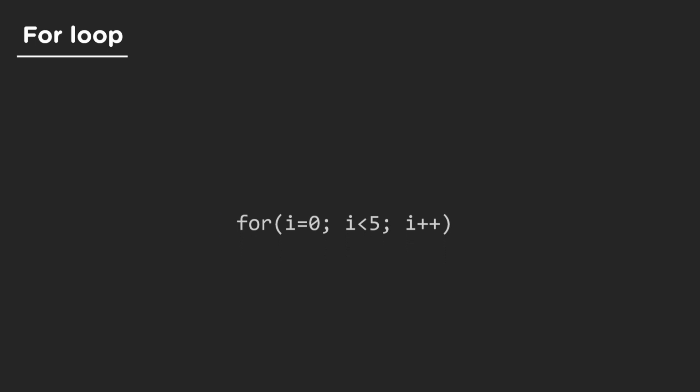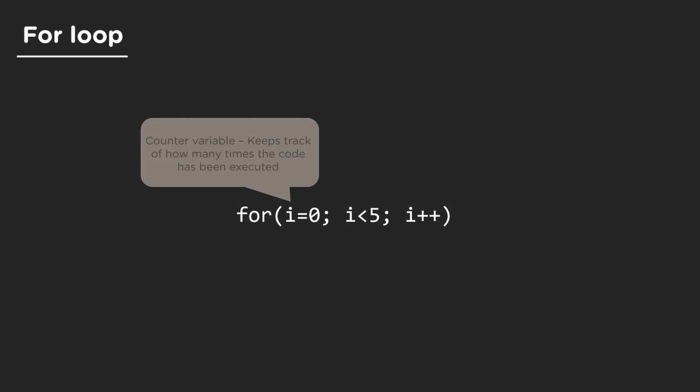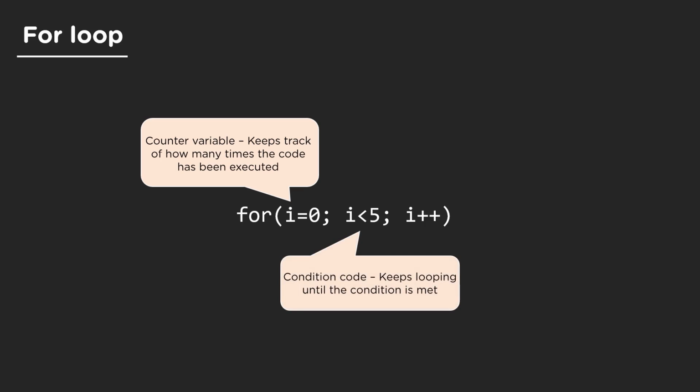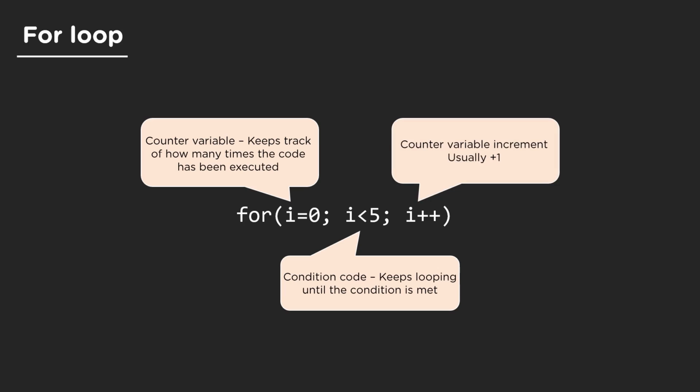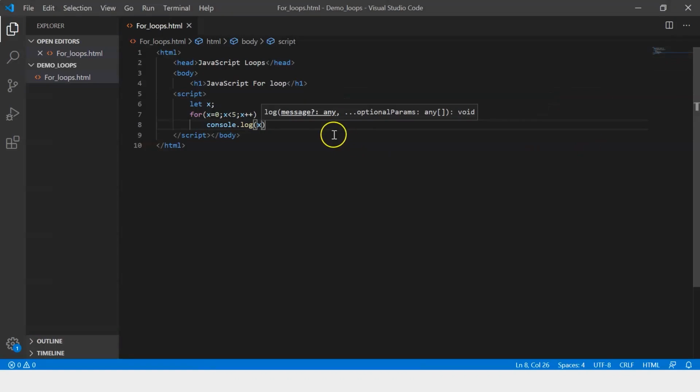So basically, what happens is, you have the first variable which is called the counter variable. This keeps track of how many times the code is being executed. Next, x less than 5 is the condition. The loop keeps executing as long as the condition is met. And lastly, the counter variable is incremented, and usually it's incremented by 1. So here we've done the same thing. And inside the loop, we print the value of x. Let me save the file and then execute it.